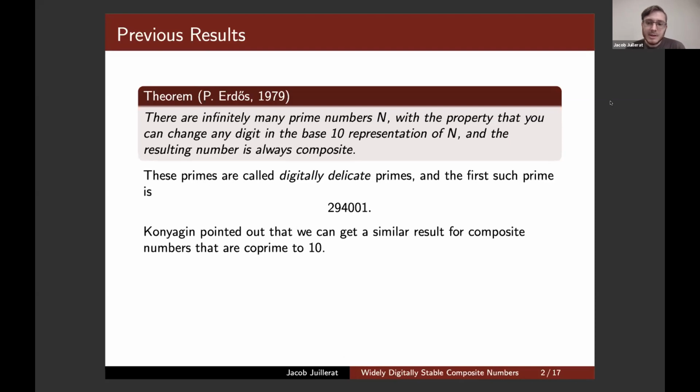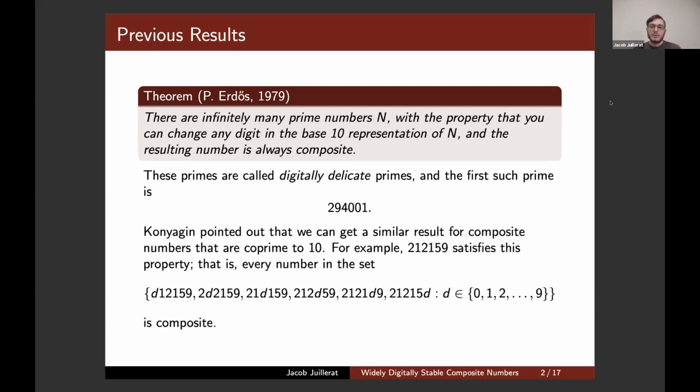Konyagin pointed out that we can get a similar result for composite numbers that are coprime to 10. In particular, the example 212159 satisfies this property. You can replace any of the digits in here, and the resulting number will always be composite. One thing to note is it doesn't need to be coprime to 10, but coprime to 10 is important to get intriguing results.